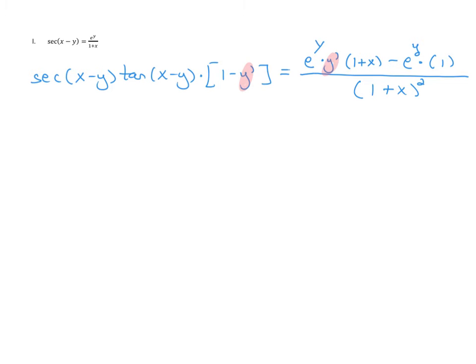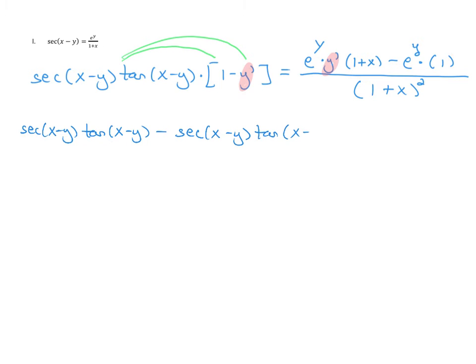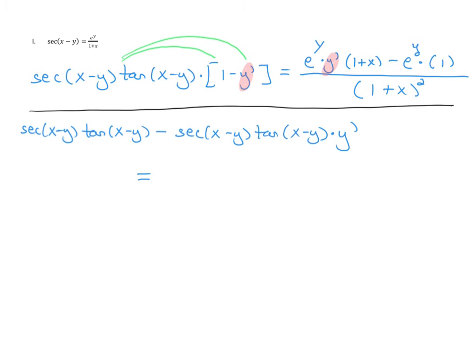Okay, I suppose what I'll do is multiply in this secant tangent to both terms. And then I think I'm actually going to break this up into 2 separate fractions. Let's see what this turns into. We get secant x minus y times tangent of x minus y times 1. I won't write the 1, but then I have to multiply it to the y prime. So we get secant x minus y times tangent of x minus y times y prime. I'll put an equal sign like this just because I'm running out of room to write my work.